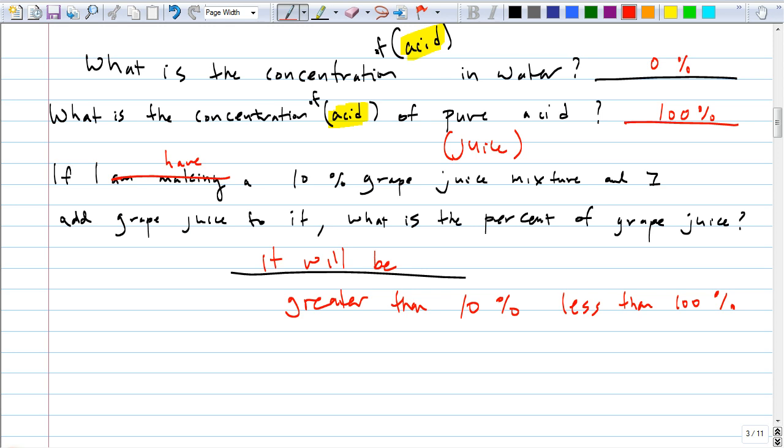Would you all then agree that it'll be greater than 10%, less than 100%? Okay, great. Is that okay, guys? All right. Now knowing this, we can now go to the second example. Are we ready? Okay. So let's go to the second example.